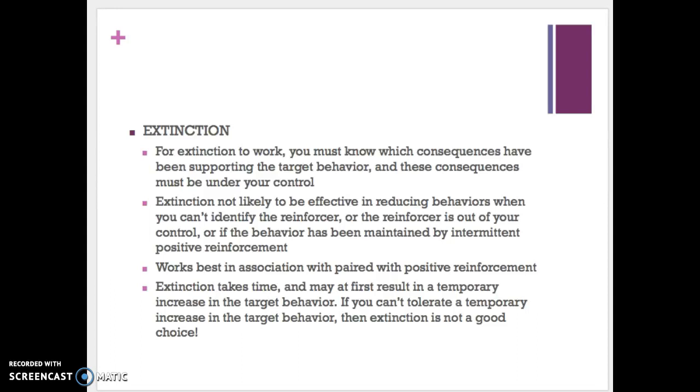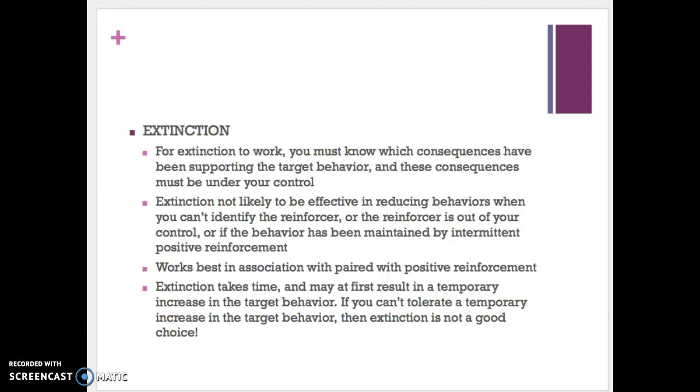Extinction takes time, and at first there may be a temporary increase in the target behavior. If you can't tolerate a temporary increase in the behavior, then you might want to find a different strategy, because students will often figure out, okay, well, if she's ignoring me when I'm blurting out, she must not be hearing me. Just an example. And so that student's going to just get louder and louder. This is called an extinction burst. So when you're first starting an intervention and you're using this strategy, there will be an extinction burst. It's going to ramp up the behaviors before they finally go away. Okay, so just be aware of that.